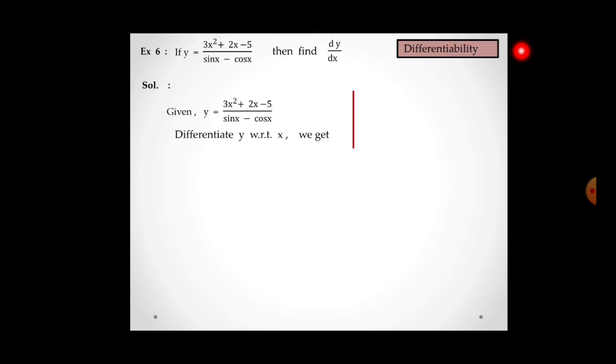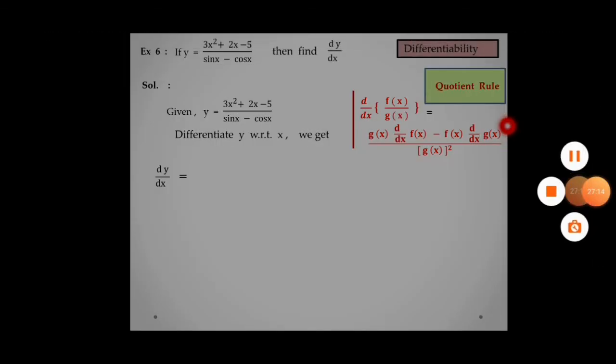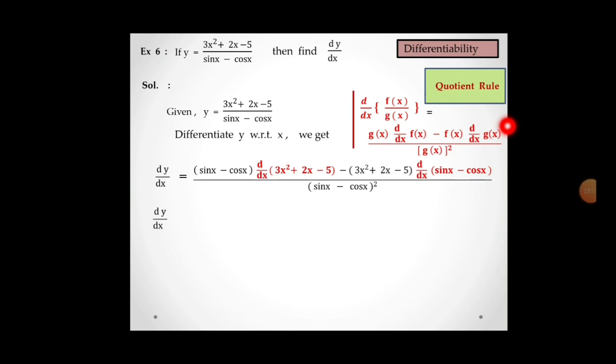We get, now here I am recalling the quotient rule, d by dx of f of x divided by g of x. It is given by g of x into d by dx of f of x minus f of x d by dx of g of x, whole divided by g x square. dy by dx, denominator is what? Sin x minus cos x. First you write that one.